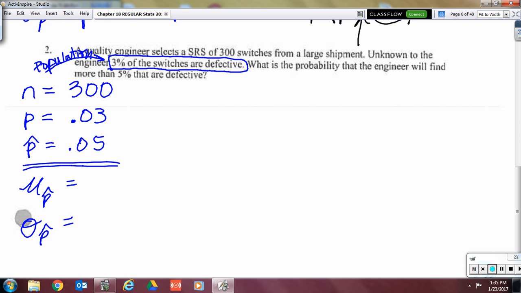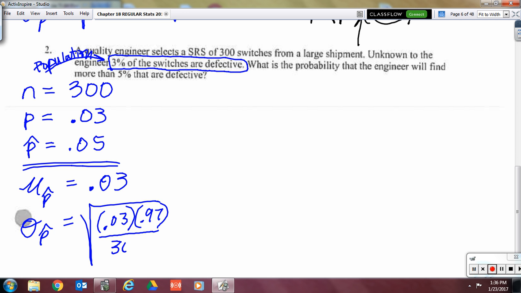Okay. So what will be our mean of p hats, where will our p hats all be centered around? 0.03. Okay, so the center will be that 0.03. What will the standard deviation come from? Oh, wait, no. 0.03. What's 1 minus 0.03? 0.97 over 300.